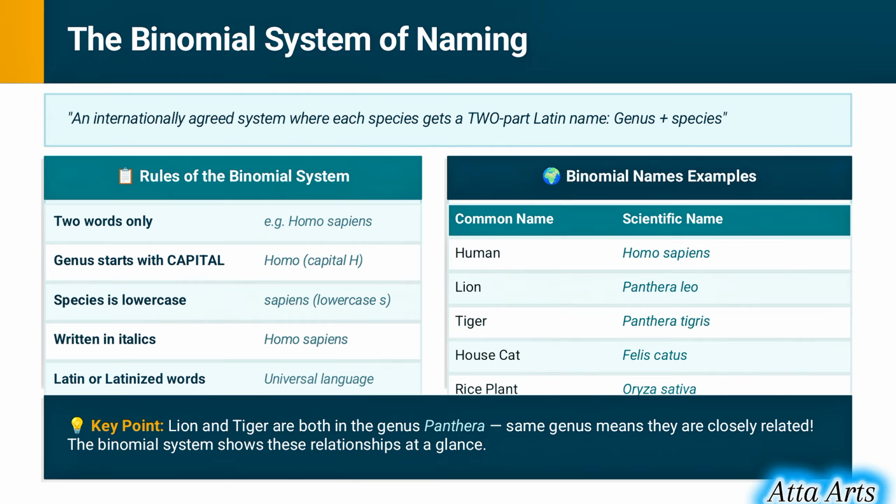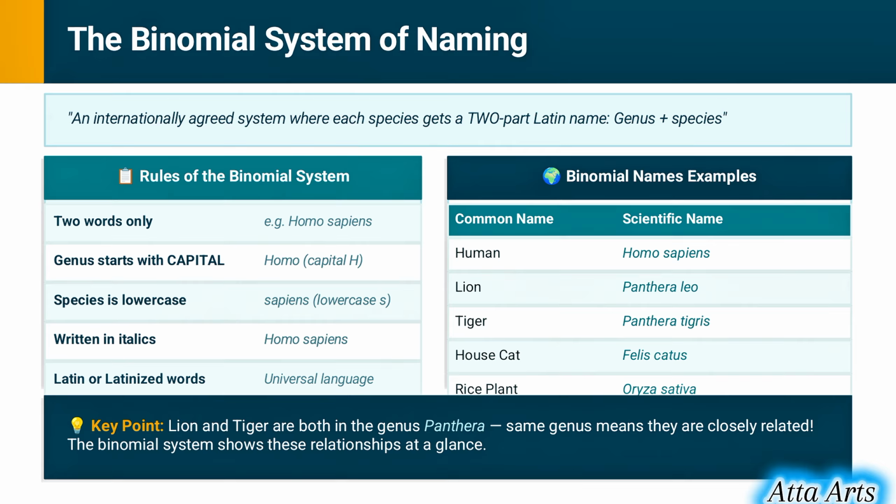Let me give you some examples. Homo sapiens, that is us humans. Homo is the genus, sapiens is the species. Panthera leo, the lion. Panthera tigris, the tiger. Notice both are in the genus Panthera. This tells us they are closely related. That is the power of this system. Felis catus, the house cat. Oryza sativa, the rice plant.